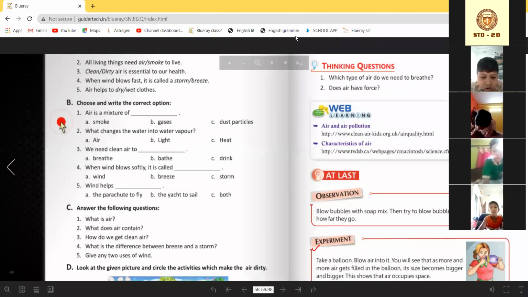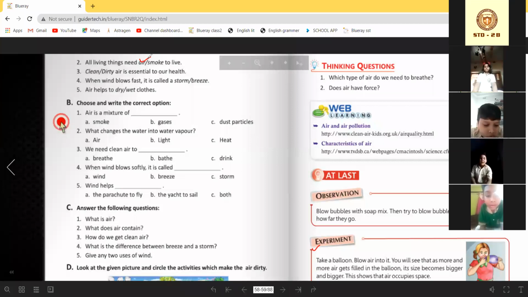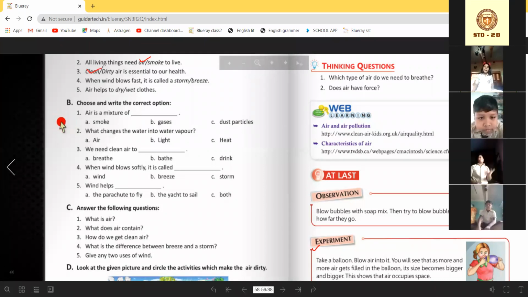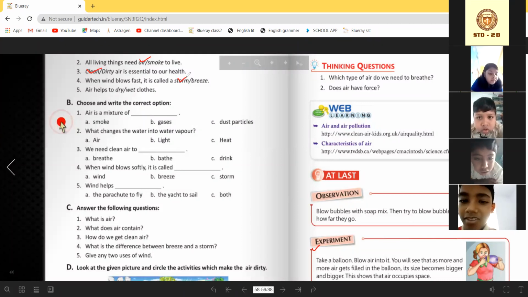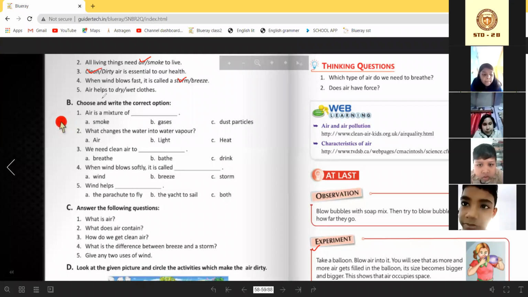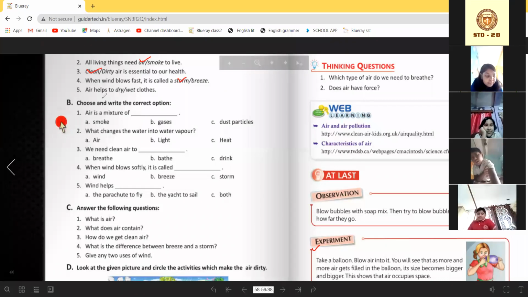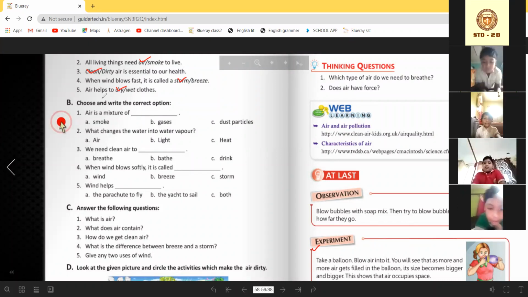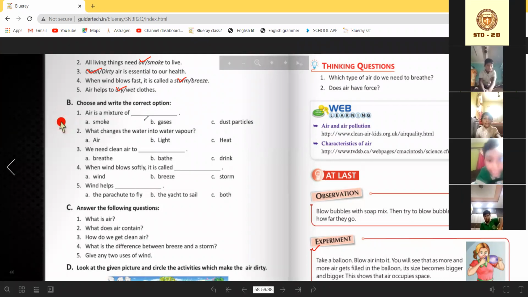Okay. Next, all living things need air or smoke to live. Next question. Clean and dirty air is essential to our health. Okay. Question number 4. When wind blows fast, it is called a storm or breeze. Air helps to dry your wet clothes. Air helps to dry clothes. Next. Air is a mixture of smoke, gases, dust particles.